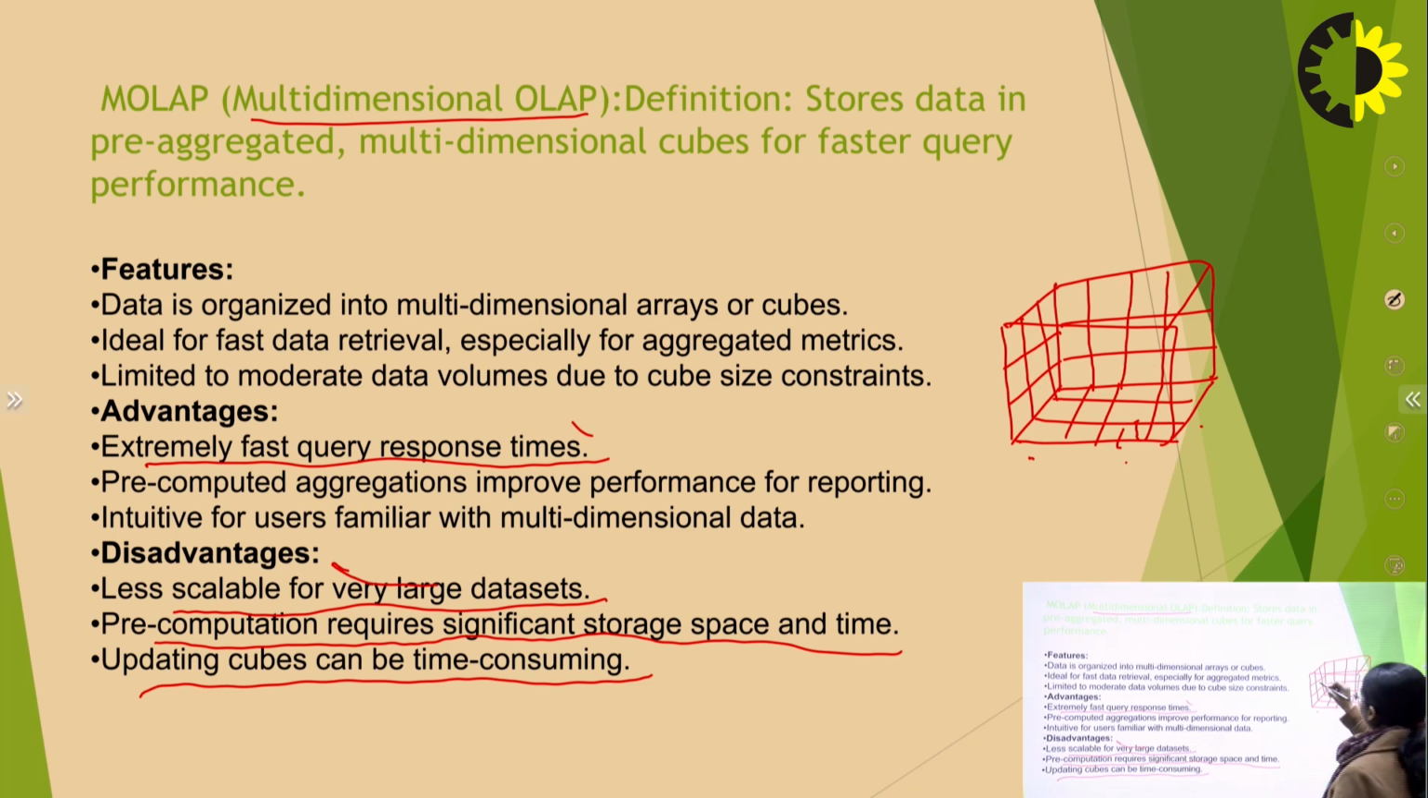This is the way of representing data in multi-dimension. Here is 3 dimensions. One is this, one is this, and one is this. For example, if we represent data about any location, so in one dimension we will see location, and then product, and then quantity or quarter. Likewise, we represent data in multi-dimensional format. Next.